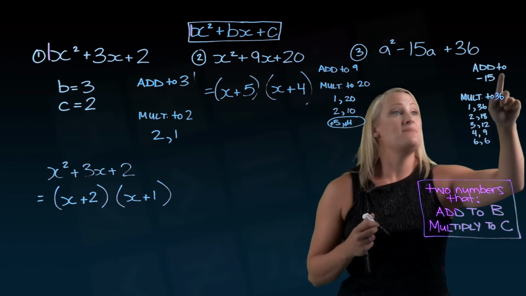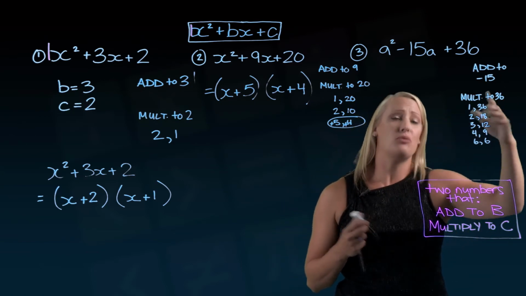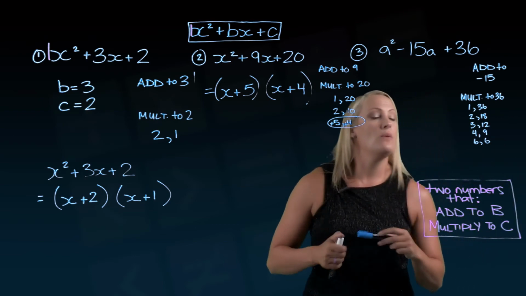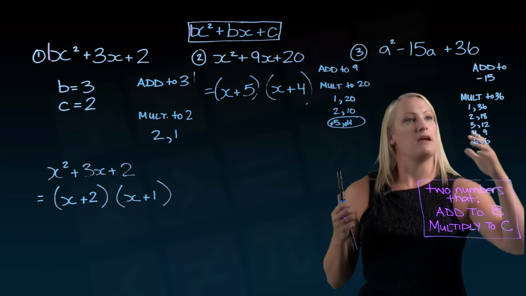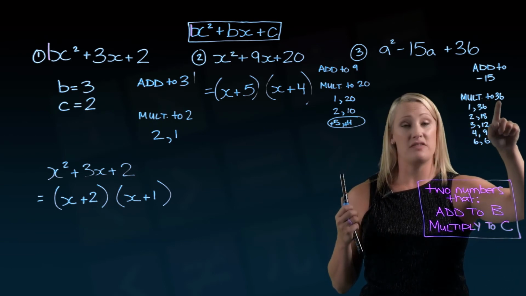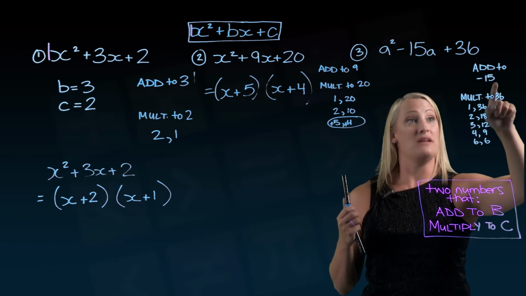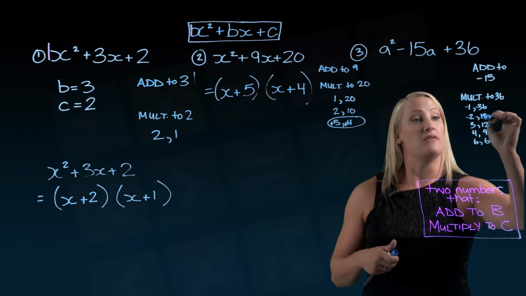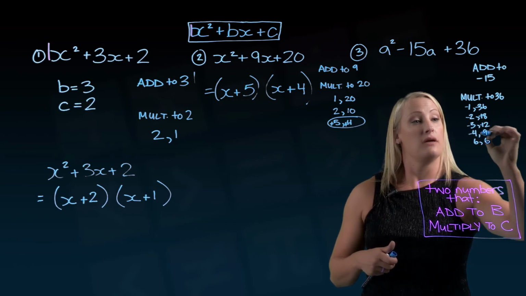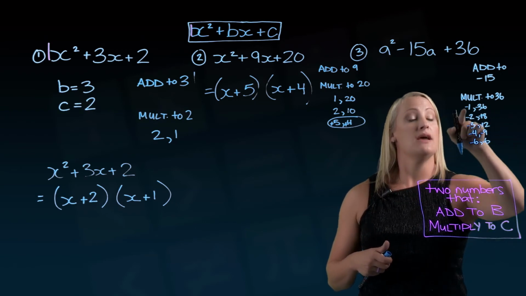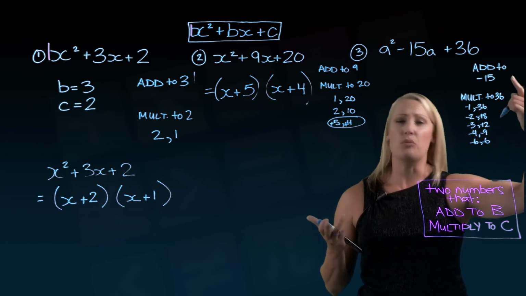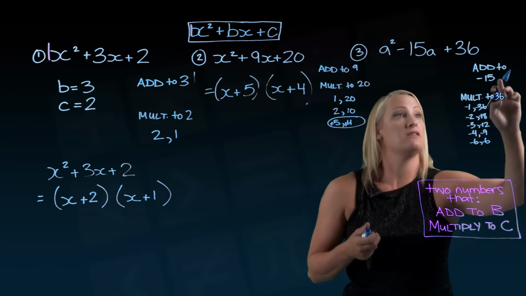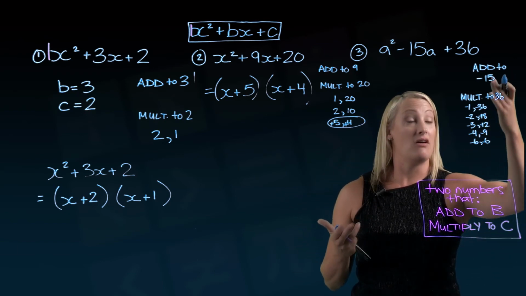And now we need them to add to negative 15. So right now, none of those are going to add to negative 15 because there's no negative signs there. But what we can do is, think about this for a second. If they have to multiply to a positive number, but they have to add to a negative number, the only way we could possibly do that is if all of these values are negative. Because negative 1 times negative 36, that's still positive 36. And it would work all the way down. Two negatives multiplied together makes a positive. But when they add together, now we're going to get our negative answer.